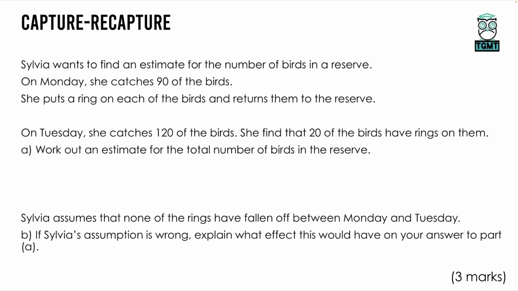Now, this is all just about writing down the proportion as a fraction for each of these captures. So on Monday, she catches 90 of the birds and puts a ring on them. Now, that is 90 out of the total population, which is, of course, what we're looking for, and we don't know that answer. So that's 90 out of something. The second time she does the capture, and we have the rings on the birds, there are 20 birds that have the rings on them. So that's 20 out of, and she caught 120 birds. So that's 20 out of 120.